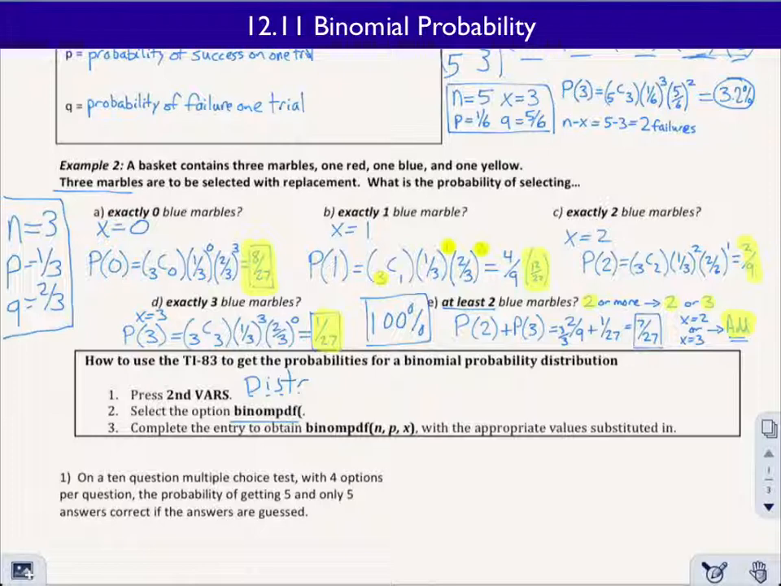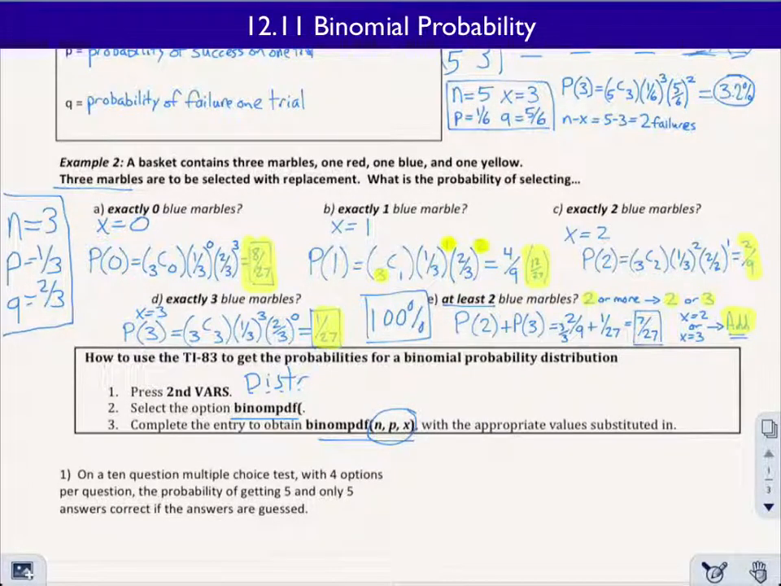So a binomial probability distribution, and that's what we're looking at here. Then you complete the entry to obtain binomPDF(n, p, x) with the appropriate values substituted in. So it's the same n, p, x that we were using before.